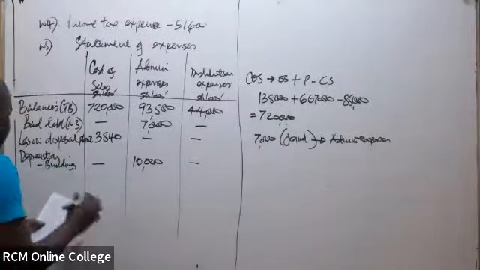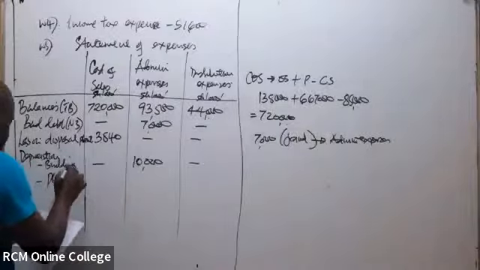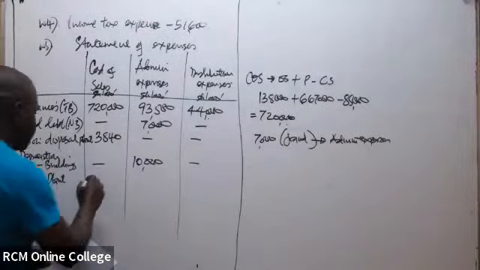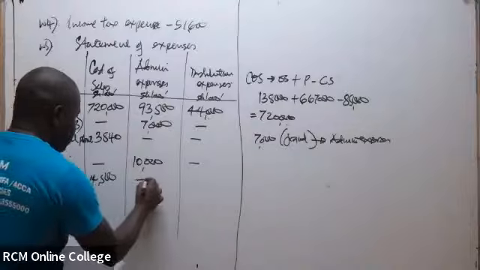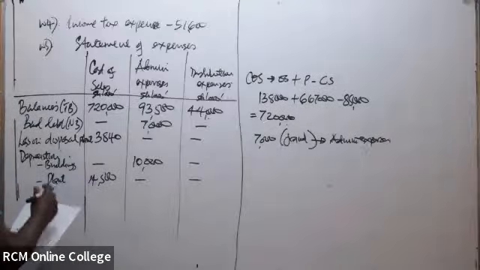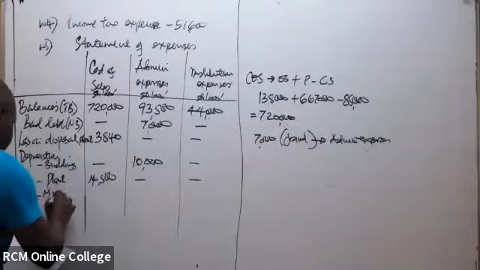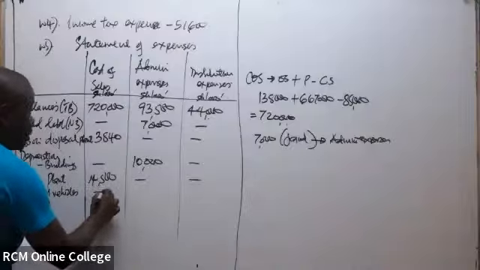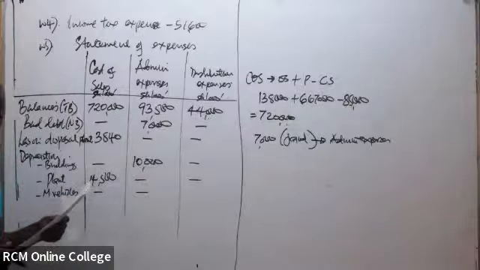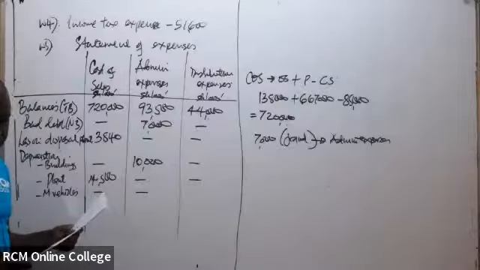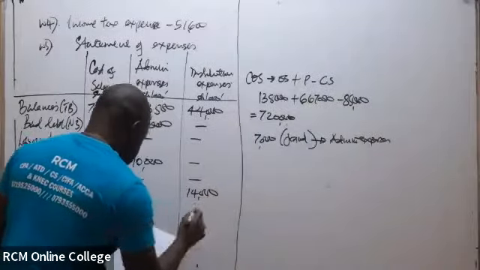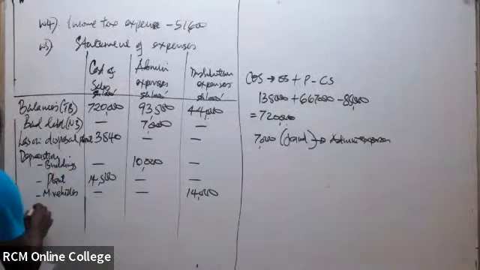Then we have plant. For plant, we are told it will go to cost of sales. It was 14,500,000. Then motor vehicles will go to distribution. It was 14 million. Then the last one, you are told office equipment.